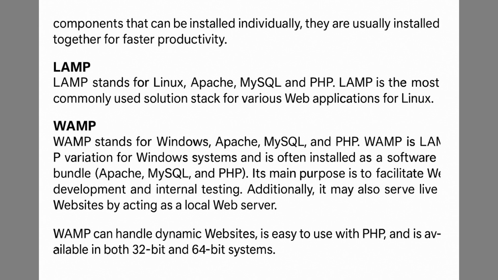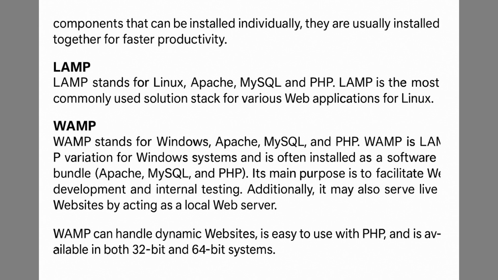For Windows users, there is WAMP, which stands for Windows, Apache, MySQL, and PHP. WAMP is essentially the Windows version of the LAMP stack and comes as a ready-to-install software bundle that includes Apache, MySQL, and PHP pre-configured to work together. The main purpose of WAMP is to make web development and internal testing easier. It allows developers to create, test, and run websites locally before publishing them online. Additionally, WAMP can also act as a local web server, meaning you can use it to host live websites temporarily on your own computer for demonstration or small-scale testing.